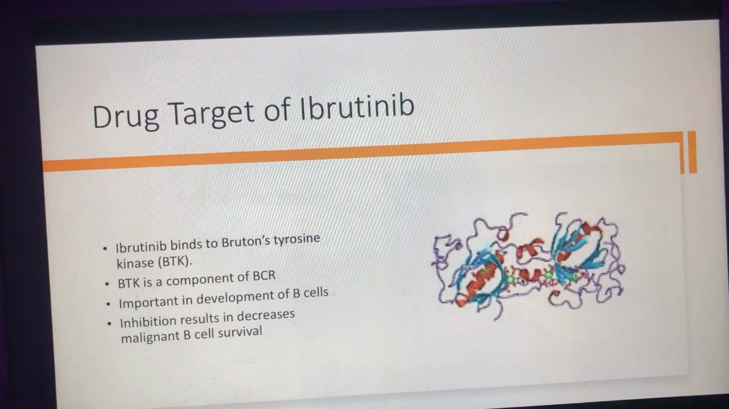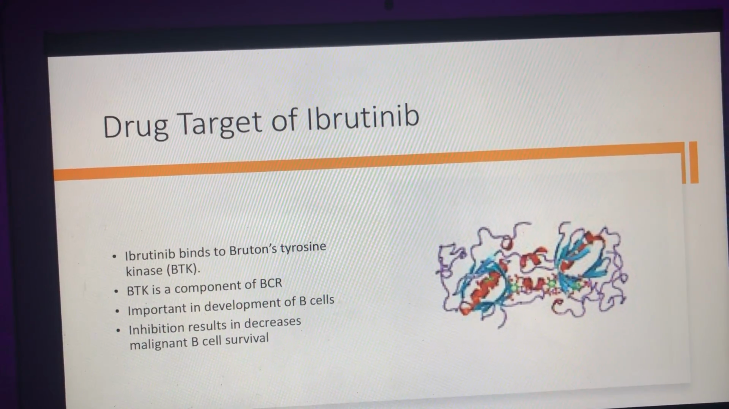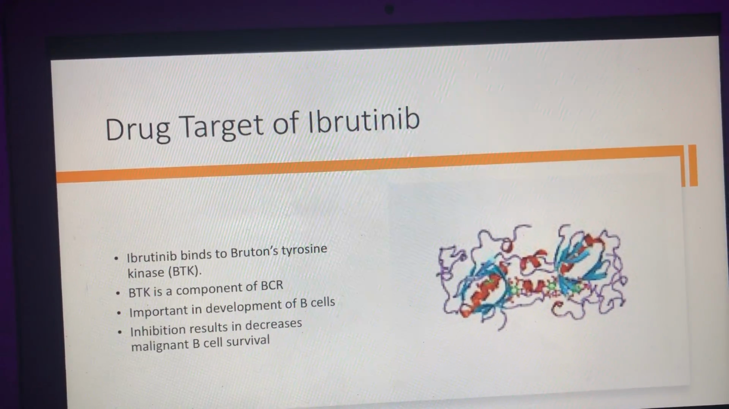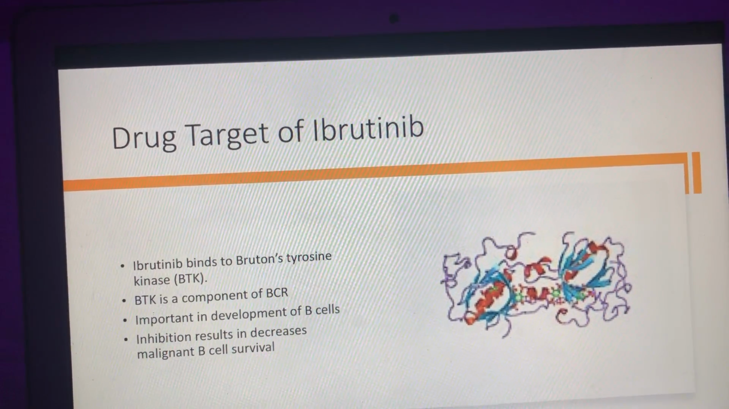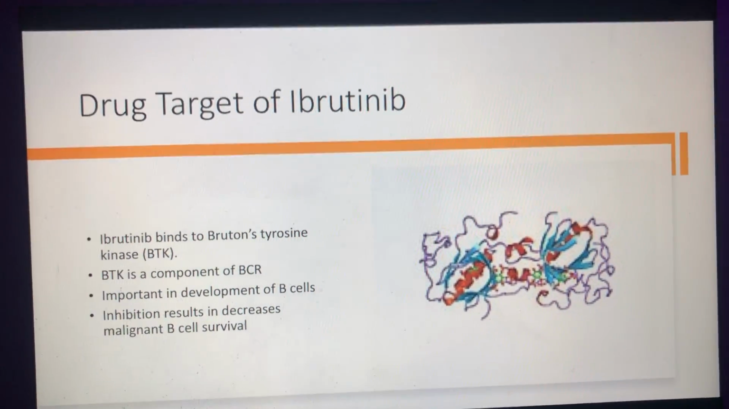So like I said earlier, Ibrutinib binds to an enzyme called Bruton's tyrosine kinase. This enzyme is a member of the SRC-related BTK family of cytoplasmic tyrosine kinases and is required for B-cell receptor signaling, which I'll refer to as BCR.